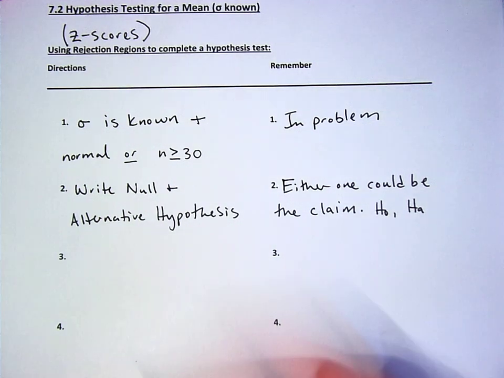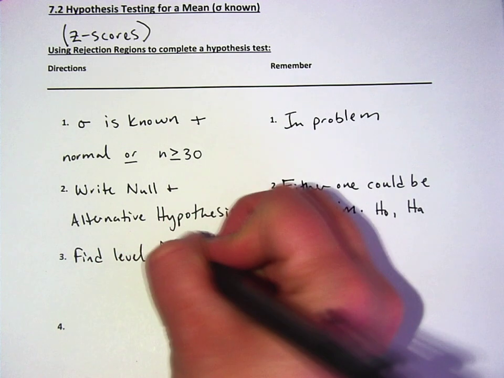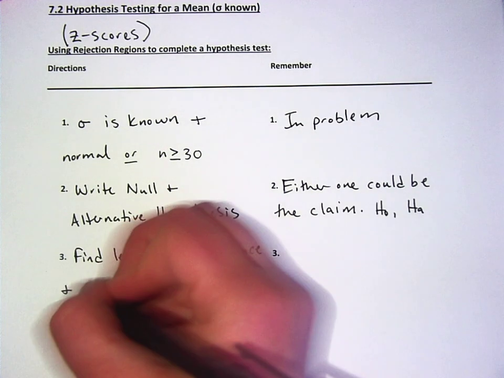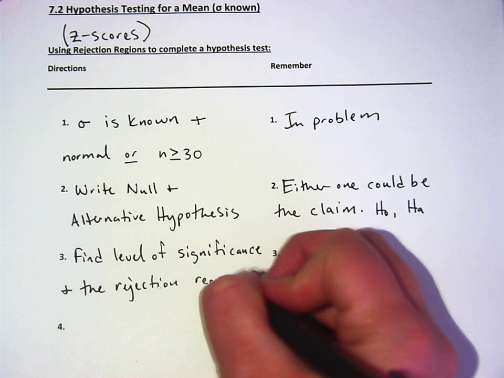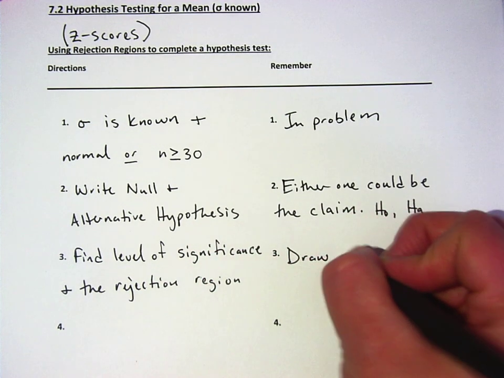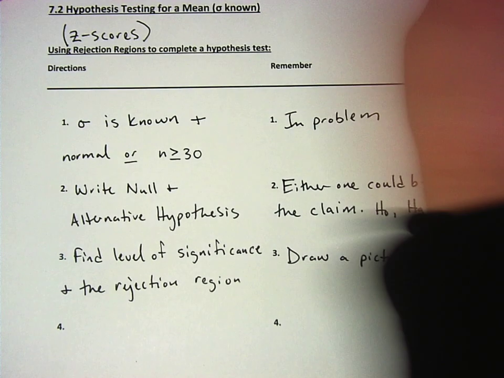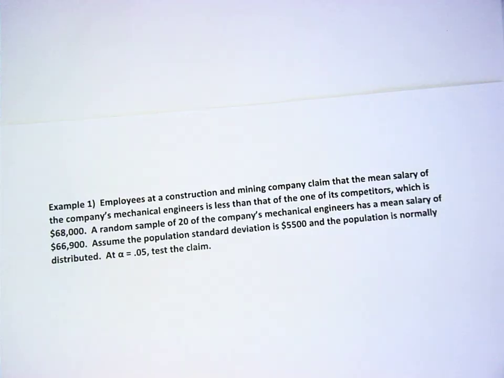Next, you're going to find the level of significance and the rejection region. Over here, I'm going to write draw a picture. But we will right now. So before we continue on steps, I'd like to just go to example 1 and do these first 3 steps with you, so you get what I'm talking about.